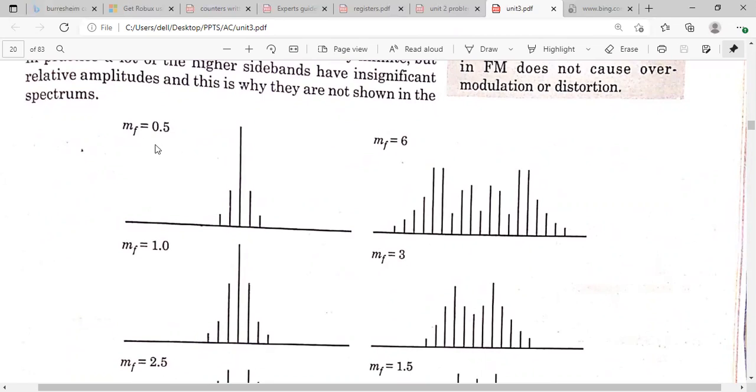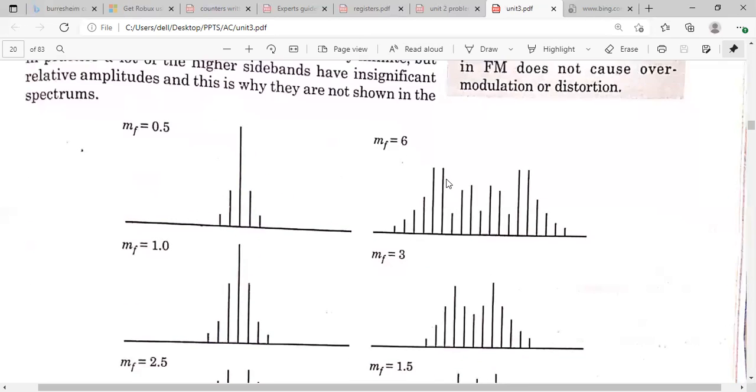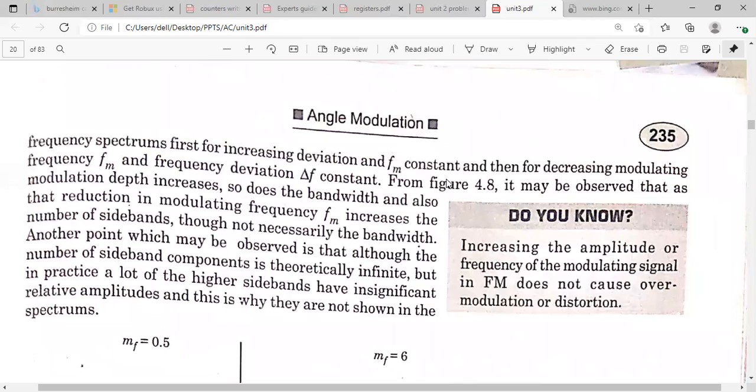For example, if we consider the modulation index as 0.5, how many sidebands? Here we have 2 sidebands, and if the modulation index is increased, the number of sidebands will increase. So from this you can say the bandwidth depends on the modulation index, and the number of sidebands also depends on the modulation index.